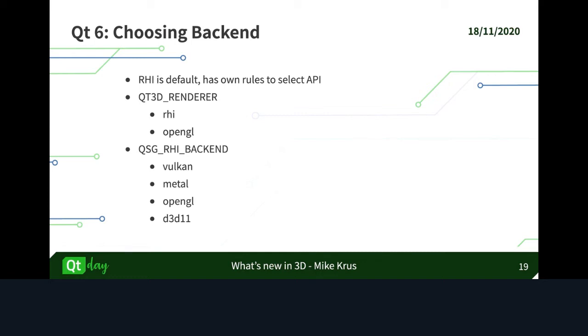It's called Qt3D renderer, and you can set it to RHI, which is the default, and you can set it to OpenGL. If you select RHI, you can actually force RHI to use a specific API. So for example, on the Mac, it would default to Metal, but you can actually force it to use OpenGL if you wanted to by setting the QSG RHI backend environment variable.